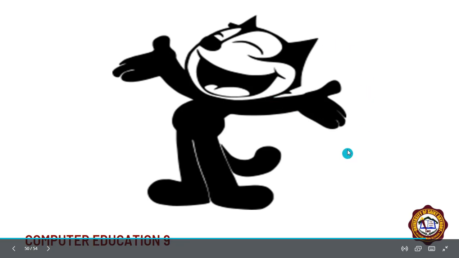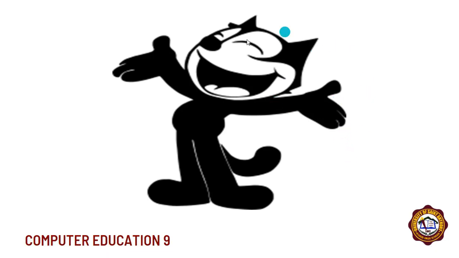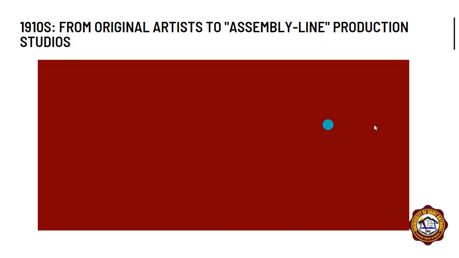So, meron ba sa inyo nakaabot kay Felix the Cat? So, siya daw yung pinakaunang character, tandaan ha, pinakaunang character that was merchandised. So, kumbaga merong mga merchandise na binibenta na related kay Felix the Cat. Pwedeng teddy bear, pwedeng damit, etc. Okay?